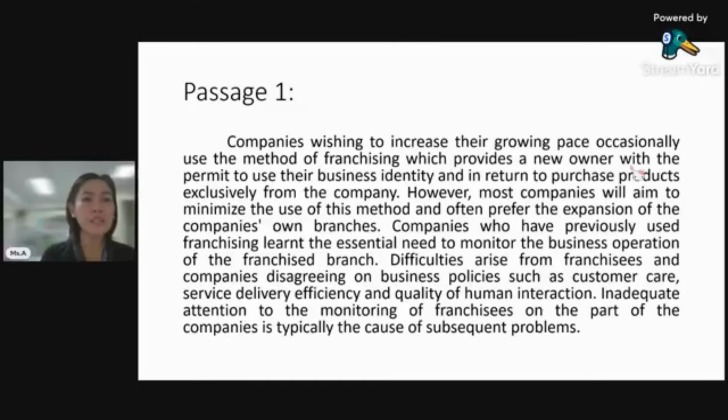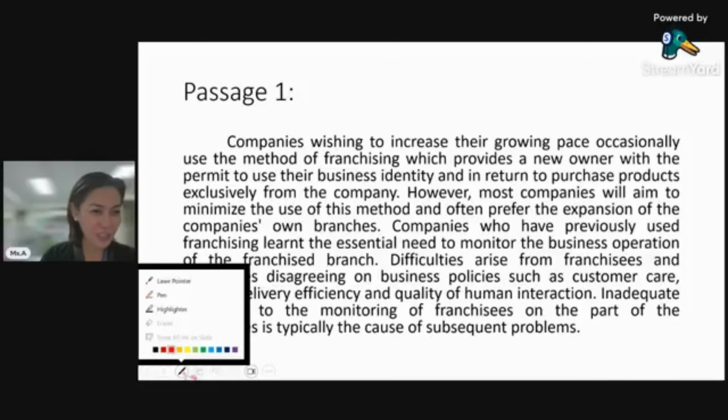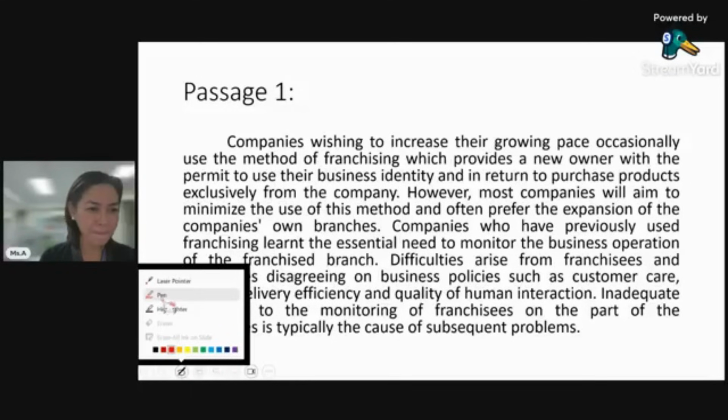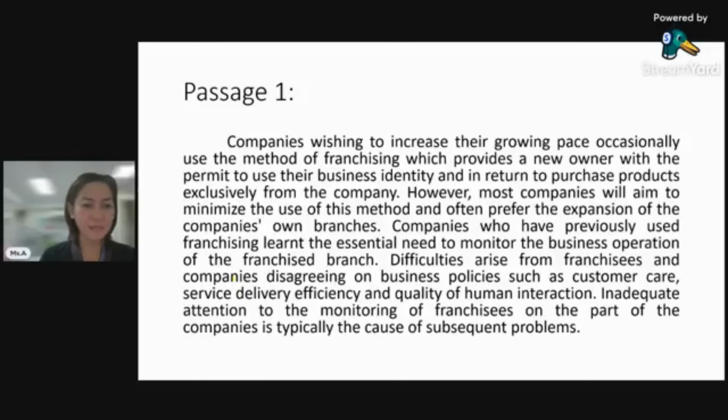So companies wishing to, ayan, ito meron ng marker. Oh my gosh, I'm so happy. Ayan, liit. Wait, ayan. Ba't yellow?